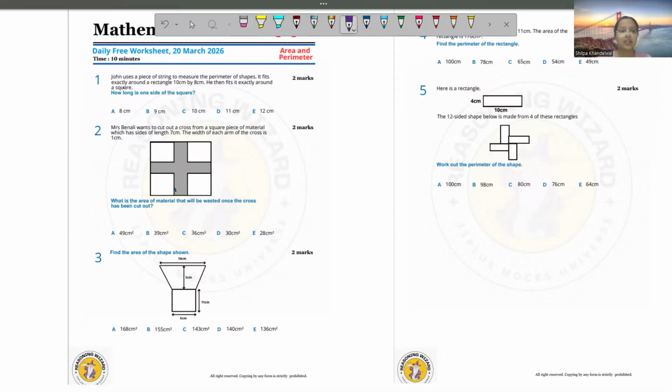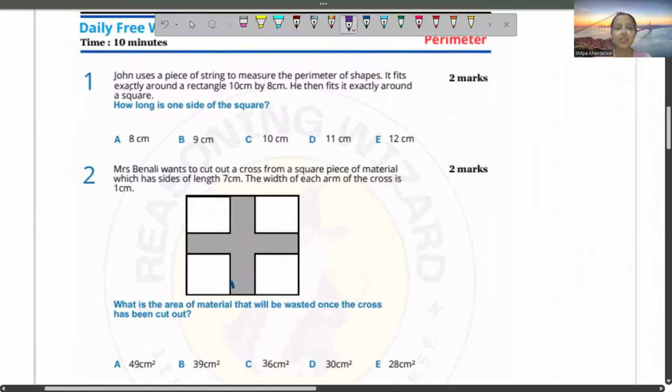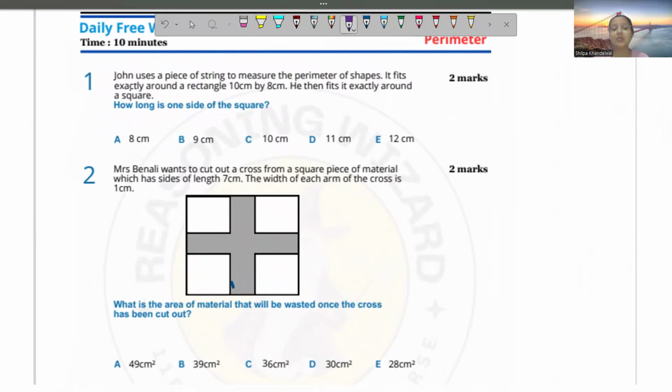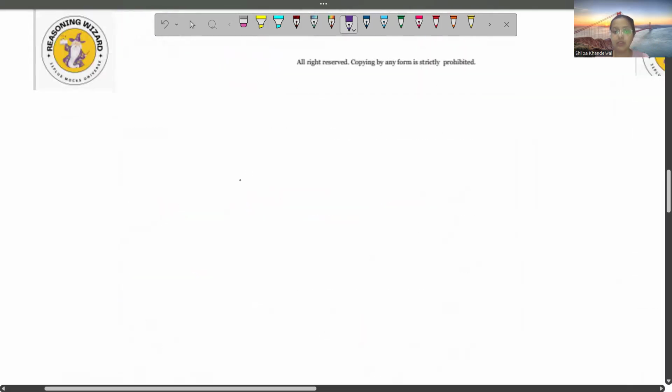Here we can clearly see the first question. Let me zoom in. It says John uses a piece of string to measure the perimeter of shapes. It fits exactly around a rectangle 10 centimeters by 8 centimeters. And then he fits it exactly around the square. Now we need to find out how long is one side of the square. So basically what he did, he created a rectangle and measured its length and breadth, 10 and 8. And he uses a piece of string to measure the perimeter of that shape. So all we have to first calculate is the perimeter of the rectangle.